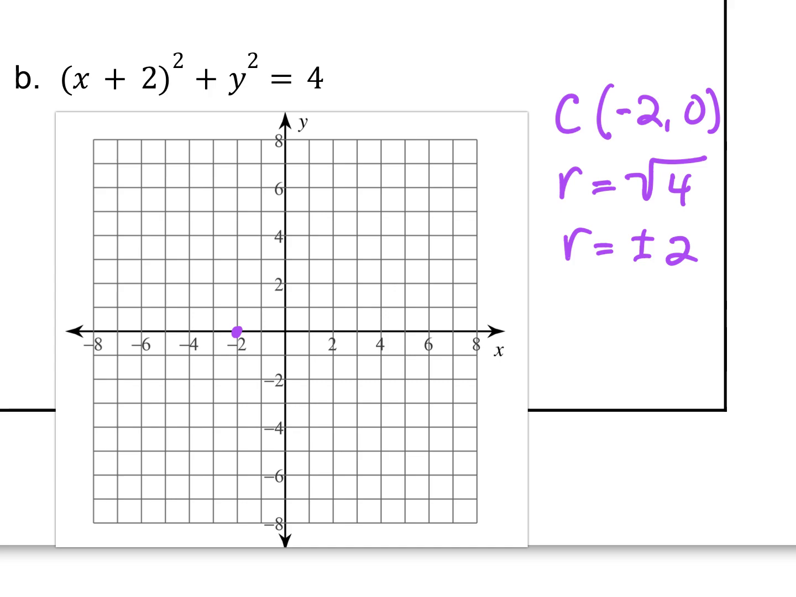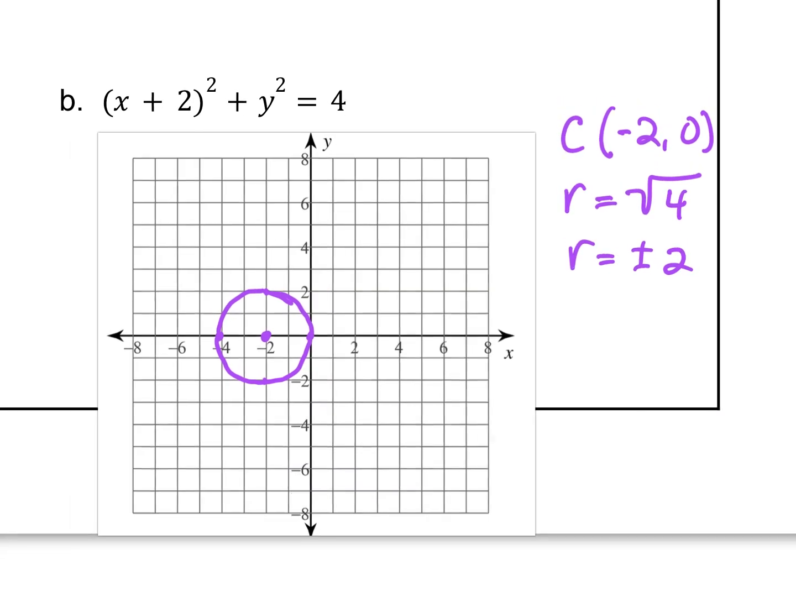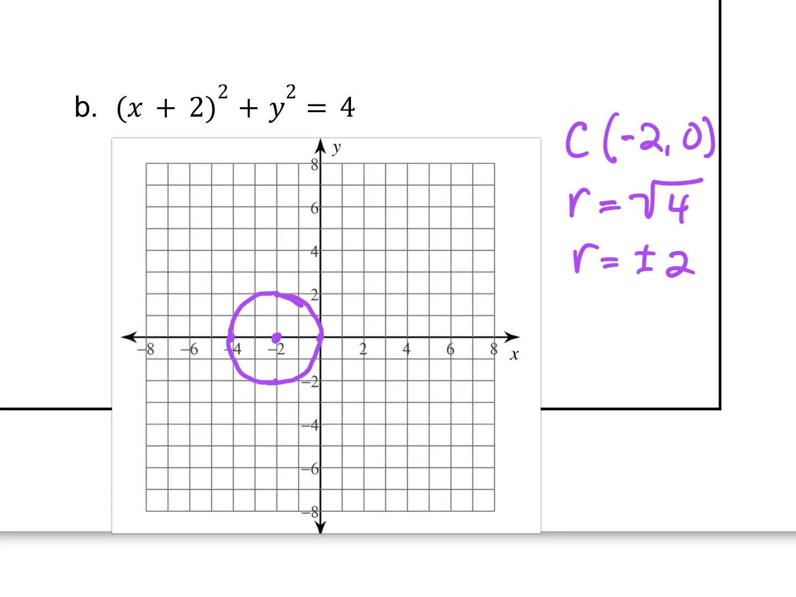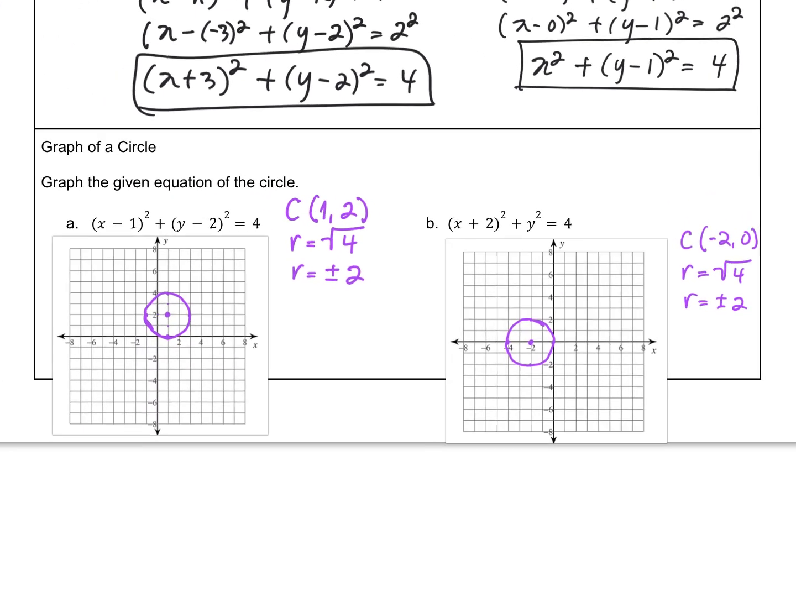It means to say that 2 units on the right, 2 units on the left, 2 units on the top, and 2 units down below. Okay, so if we're going to be creating a sketch of the circle, it's going to be looking this way. This is the graph of this given equation of the circle, x plus 2 squared plus y squared is equal to 4.